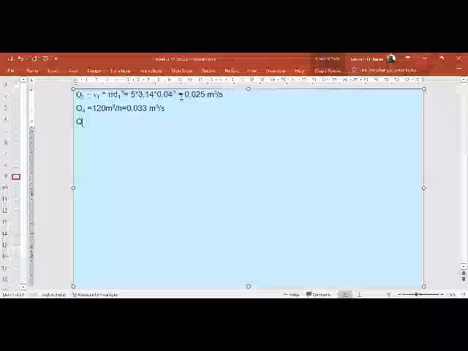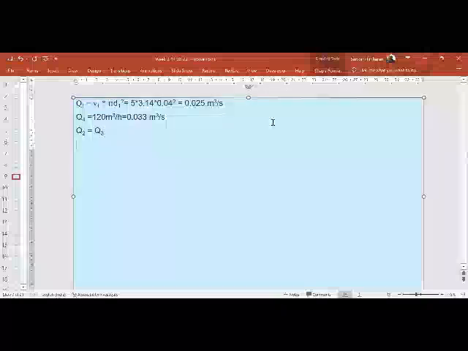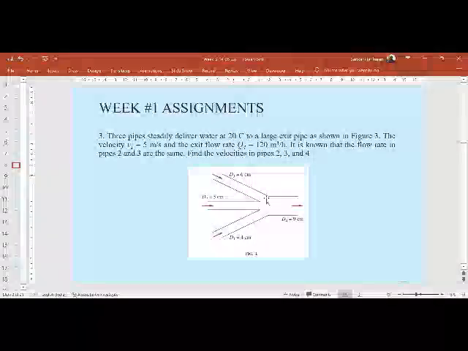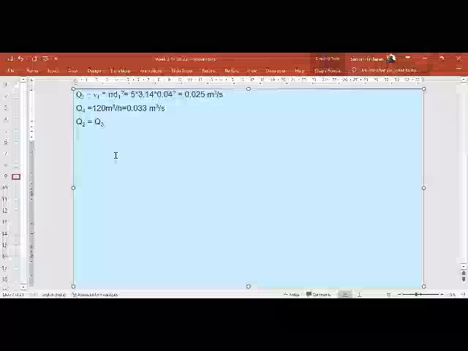Therefore, we know that Q2 and Q3 are equal. If we take a mass balance across this, Q1 plus Q2 plus Q3 should be equal to Q4. If we equate Q2 and Q3 and just call it Q, we can write Q1 plus 2 times Q should be equal to Q4. Therefore, Q will be equal to Q4 minus Q1 by 2, and that will come out to 0.004 meter cube per second.